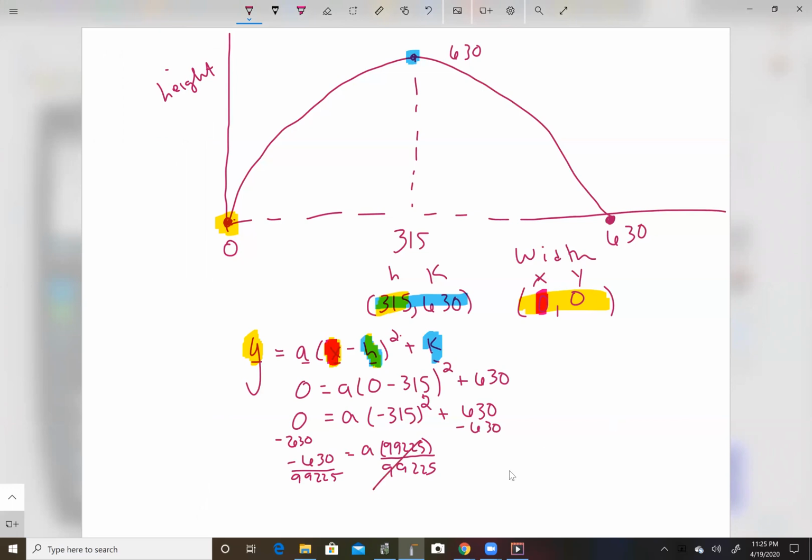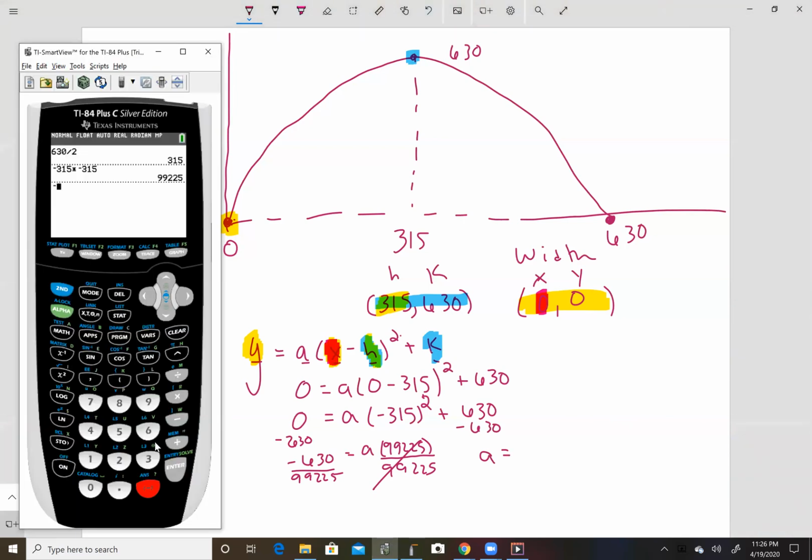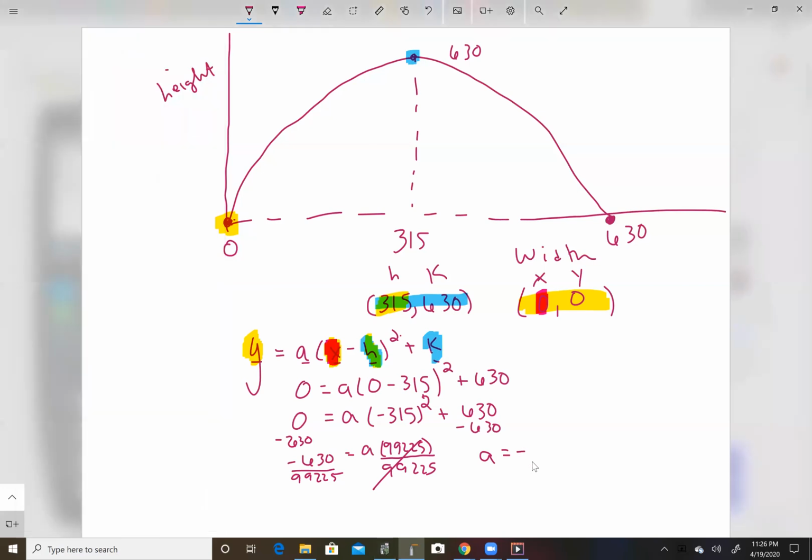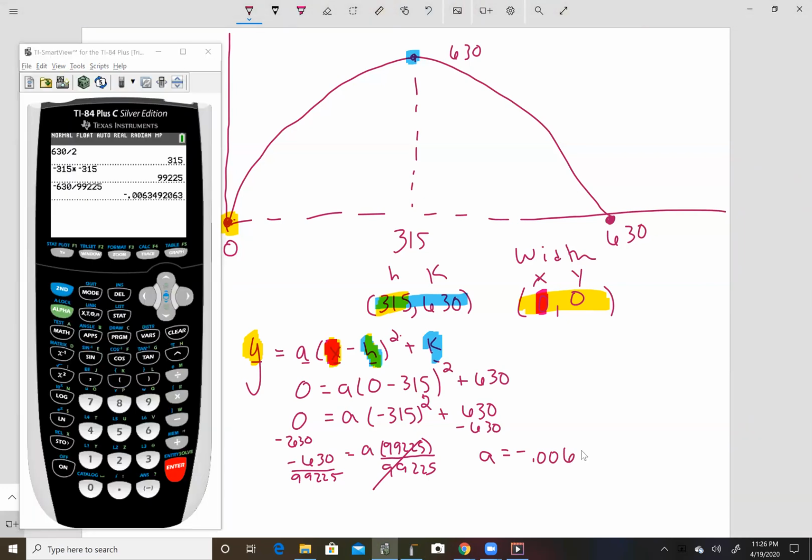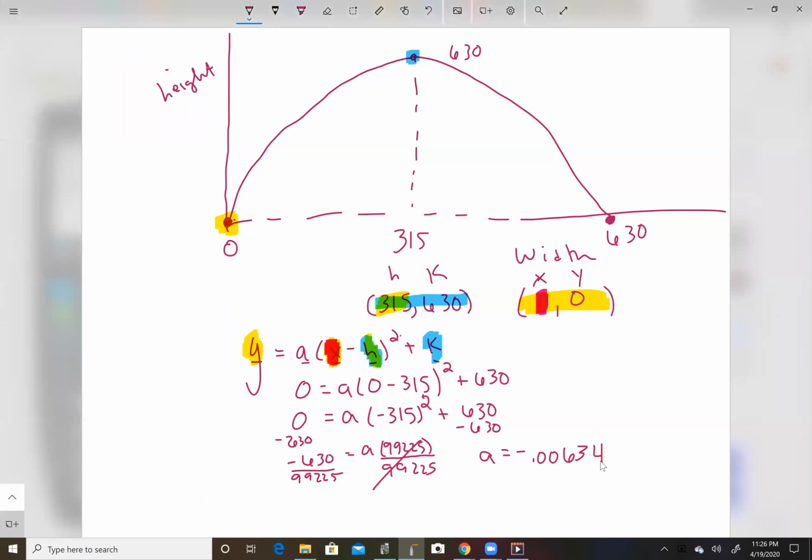And this cancels out. So this other side is just going to be an ugly number, but that's okay because that's normally the way it's going to be. So in my calculator, I'm going to put negative 630 divided by 99225. I'm going to get negative 0.0063, well, I'm going to do 4, 634. Well, it's going to be 635. I'll round. 635. And that's my a value.